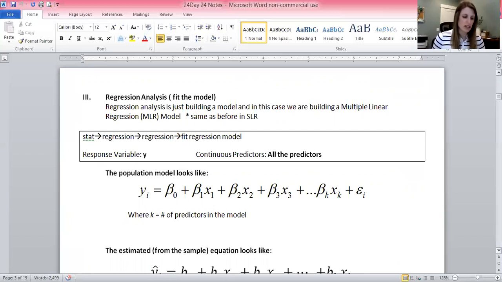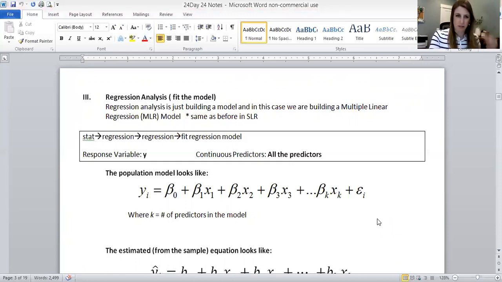and then we can do more. So when we're doing the regression analysis, it's going to be the same thing as for simple linear regression. You can see here in the directions, we're going to go to Stat, Regression, Regression again, and then Fit Regression Model. It's just my response, I only have one Y. And now for my predictors, I have all of them. So I'm going to put them all in the same model, all at once.